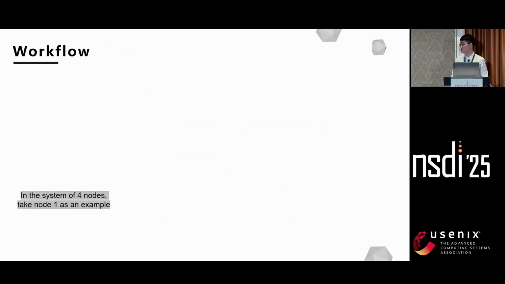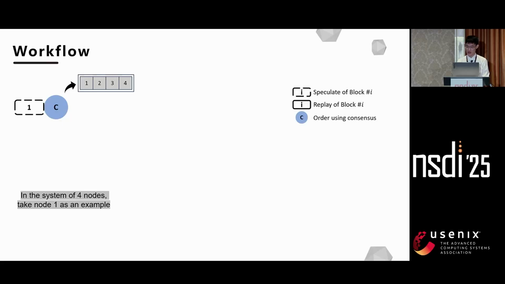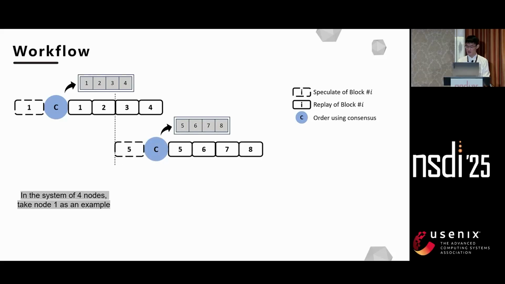So we can have an example. In a system of 4 nodes, we take node 1 as an example. Node 1 processes speculation on block 1 and makes a proposal. After consensus, it gets 4 ordered blocks and replays them one by one. When replaying old blocks, node 1 can also start speculating block 5 and making a new proposal, and repeat the same operations.